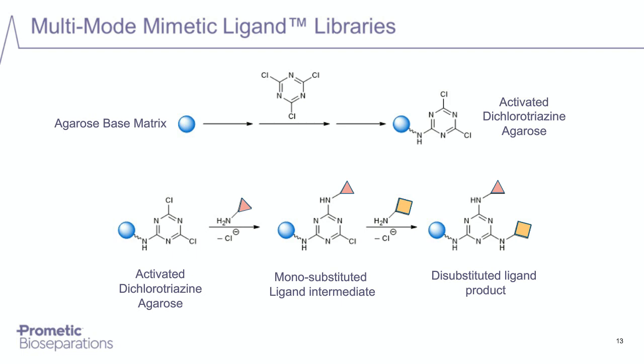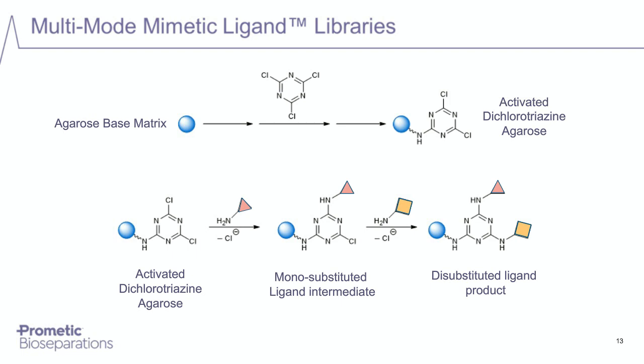And these amine groups, the side chains of those amines, can really be anything. They could be an ion exchanger type compound, they could be hydrophobic, or even other types of groups that we use for our affinity ligand library screening applications.